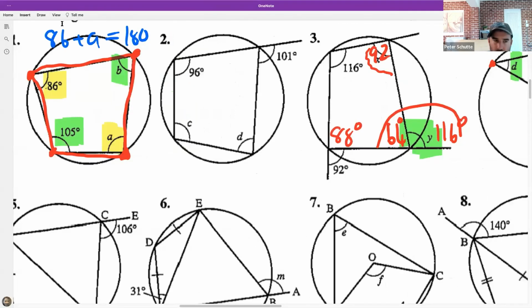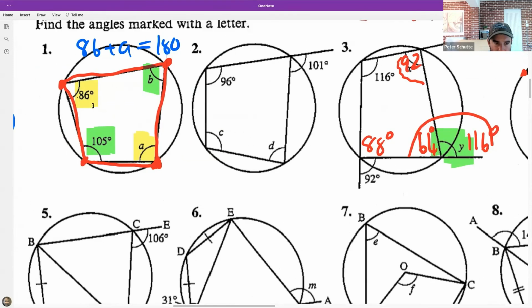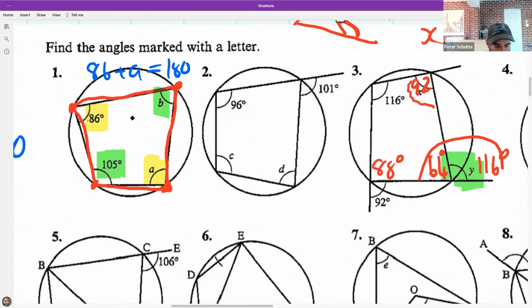Let me also zoom in. Let's try. My computer is not letting me zoom anymore. Come on, computer.